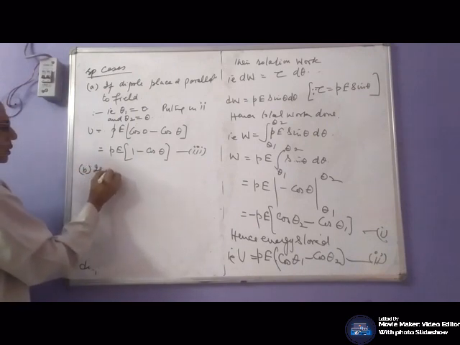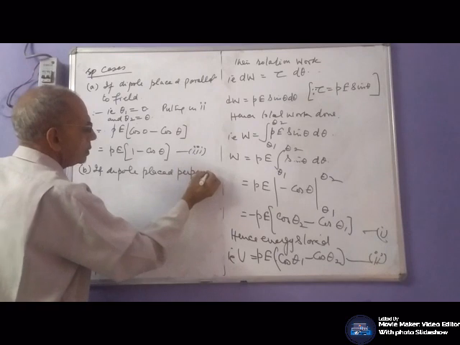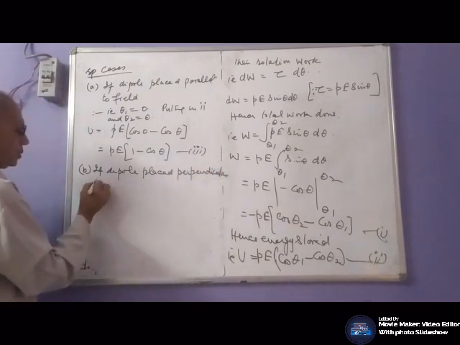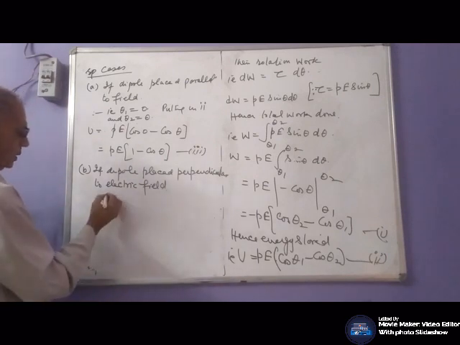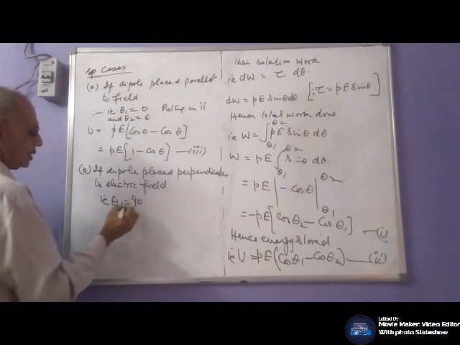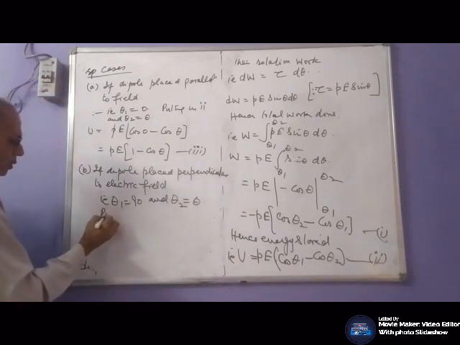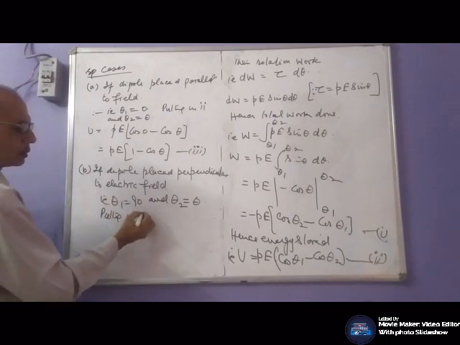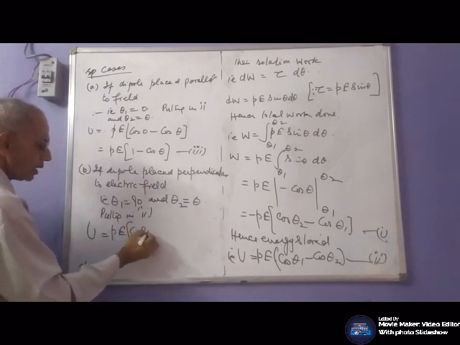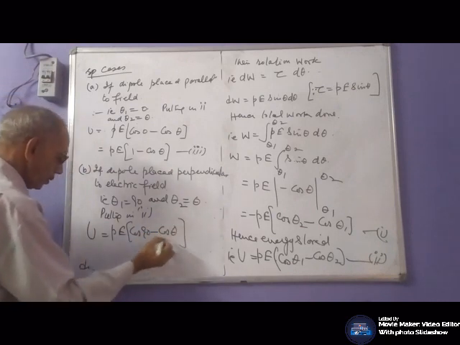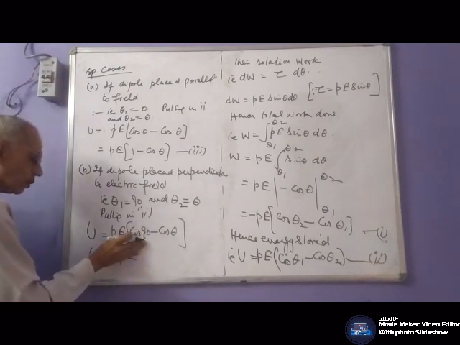B. If the dipole is placed perpendicular to the electric field, that is theta 1 is 90 and theta 2 is theta. Putting in the formula, U is PE cos 90 minus cos theta, cos 90 is 0, so this is 0 minus PE cos theta.